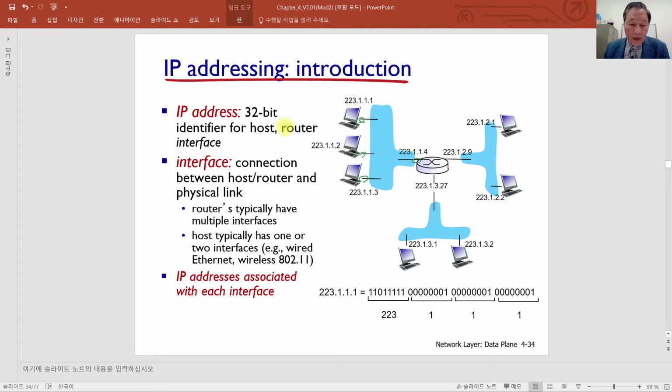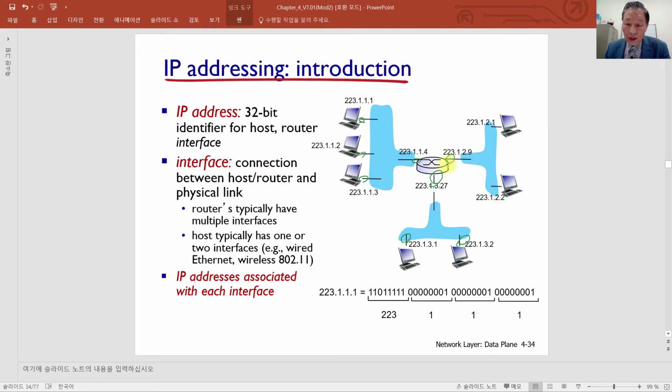Routers typically have multiple interfaces, and a host typically has 1 or 2 interfaces. For example, wired Ethernet and wireless 802.11 a, b, g, or n. We need this interface, and the IP address is here, also here.